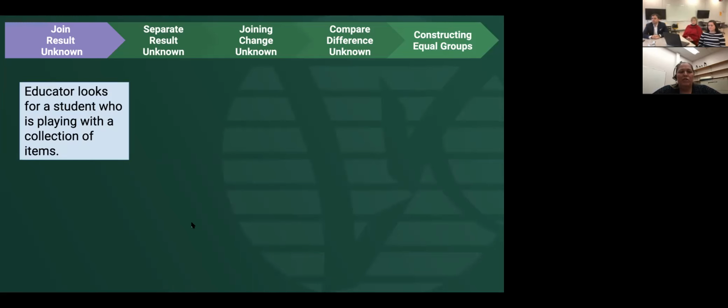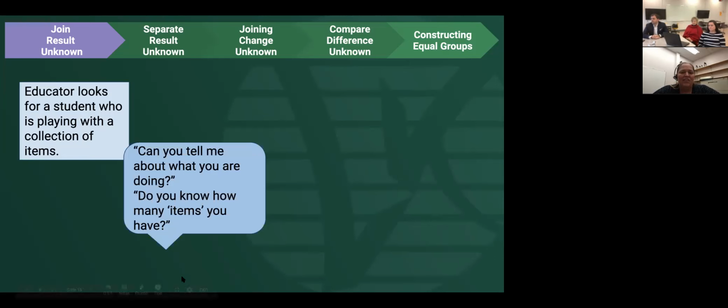So for these join result unknown, extending how many situations, the educator is going to look for a student who is playing with a collection of items. And then the educator might ask something like, can you tell me about what you're doing? And if they talk about the collection, then you can ask them, do you know how many of that item you have? I think we're going to see one with cheetahs. So you'll hear Jen ask, do you know how many cheetahs you have?